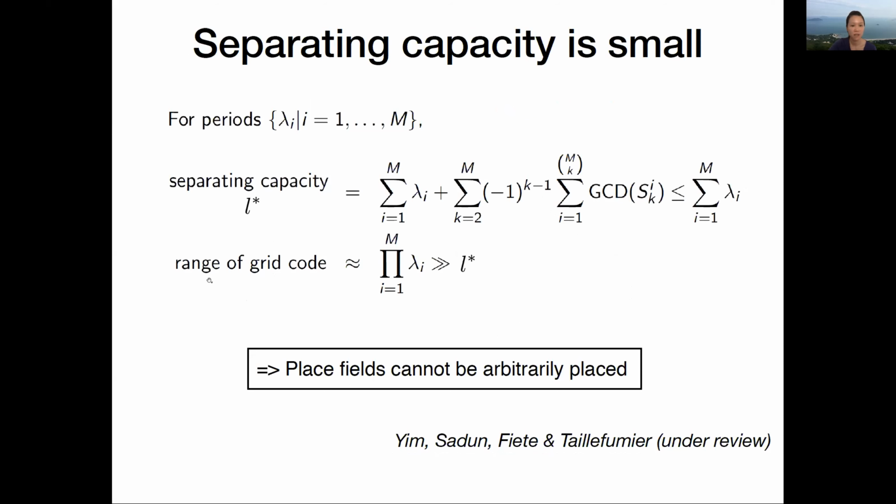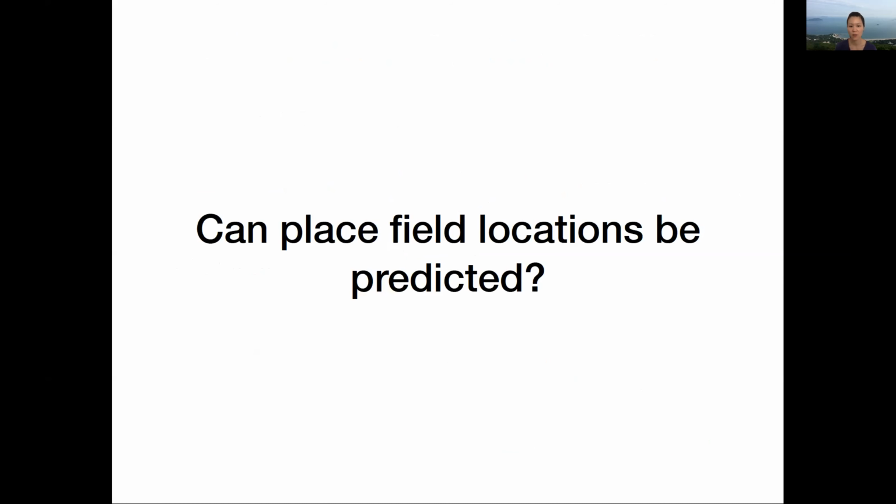On the other hand, the range of grid codes gives the number of locations that can be distinctly represented, and so provides a rough estimate of the range of locations an animal can represent distinctly. And it is approximately the product of the periods, which is much bigger than the sum of periods, or the separating capacity. And this result implies that if grid cell input is the main drive of place cells, place fields cannot be arbitrarily placed. And if the place field locations are not arbitrary, our follow-up question would be, can they be predicted?